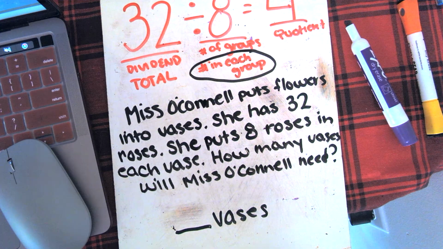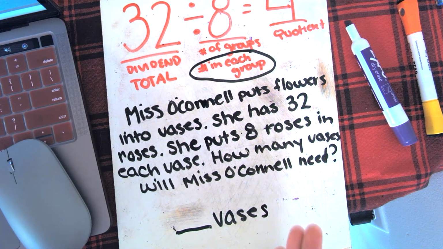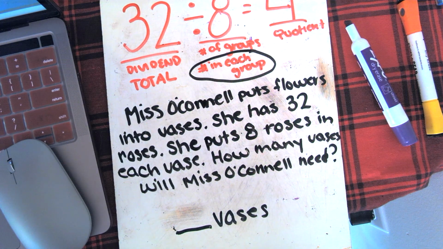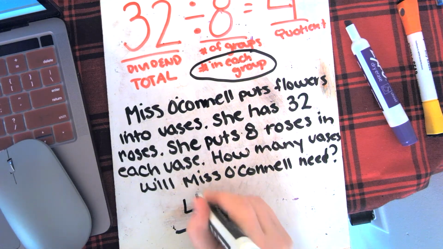So let's look at my number story. Again, you want to tell the total, then tell the number of groups, then ask for the quotient. Miss O'Connell puts flowers into vases. She has 32 roses. There we go. I gave the dividend. She puts 8 roses in each vase. Not 8 vases. She puts 8 roses in each vase. How many vases will Miss O'Connell need? Miss O'Connell will need 4 vases.